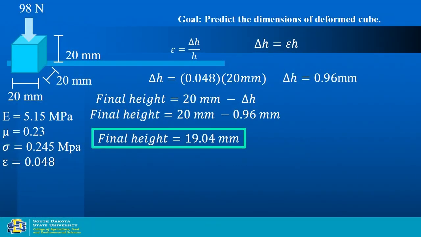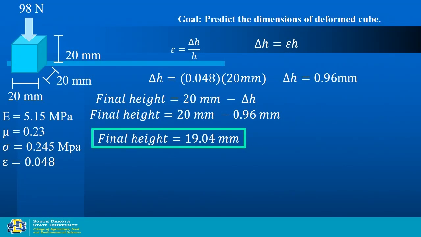The other two sides have the same deformation. The expansion in the other two directions is the same. That was the assumption given in the problem statement. So what do you think the other two widths will be? Will they be more than 20 millimeter or less than 20 millimeter? More than, okay, got it.